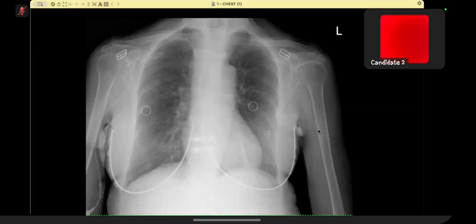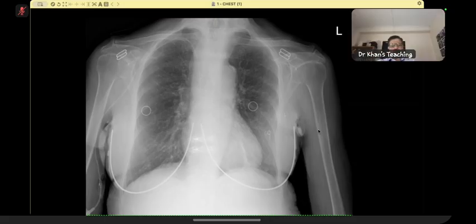I can see that the gastric bubble is not visualized. I think this is an erect X-ray, and I can also see that there appears to be a fluid level which is seen at the lower cervical region, which could suggest... Here is the fluid level. Point it out to me.